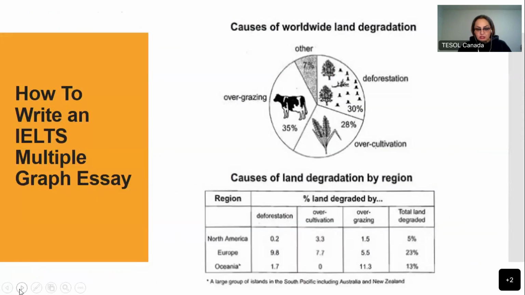That is for task 1. It could also be two different forms of task 1 coming together. So you have a pie chart and a table. So basically it's multiple graphs. You say what it shows in the pie, then how it relates to the table, and what the differences are between the data and the table.